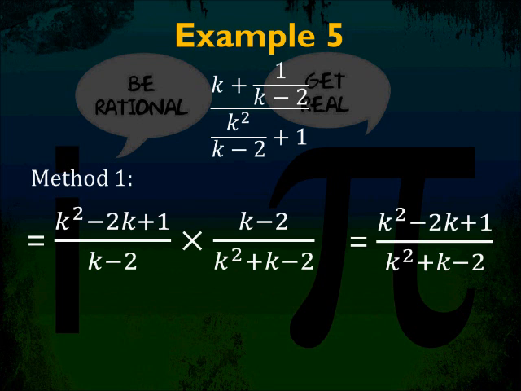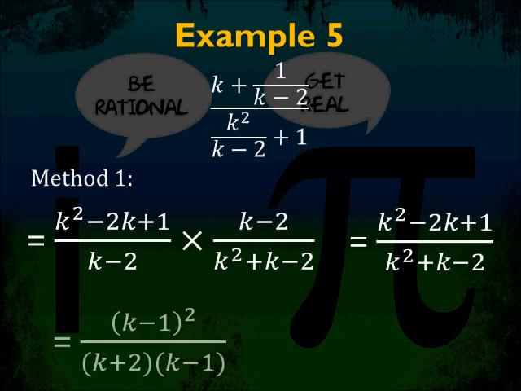Now you can factor both the top and bottom of the fraction, and if you factor, you get k minus 1 times k minus 1, all over k plus 2 times k minus 1. So you can reduce the fraction, one of the k minus 1s will cancel out, and you're left with k minus 1 over k plus 2.